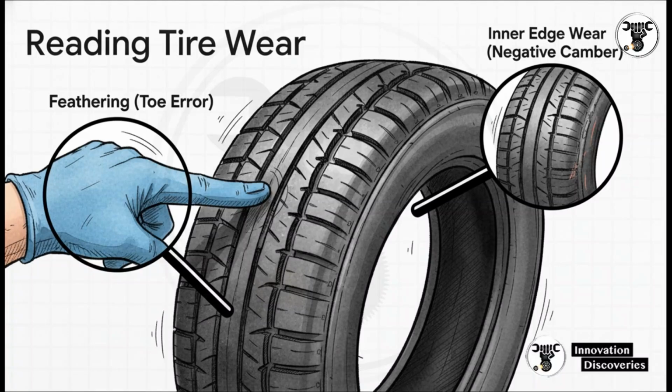The source material gives us this fantastic tactile tip. Literally run your fingers laterally across the tread blocks. If they feel sharp, like a saw blade pointing inward toward the center of the car, you've got a toe-out error. If those sharp edges are pointing outward, you're dealing with excessive toe-in.